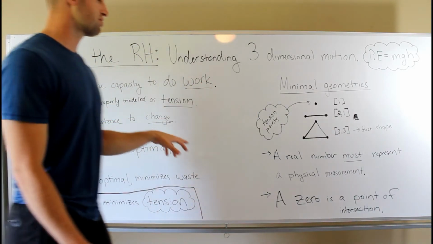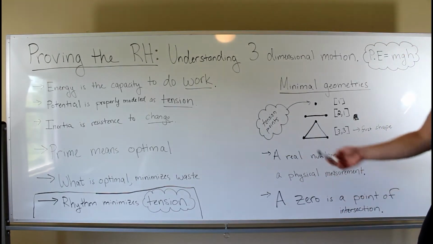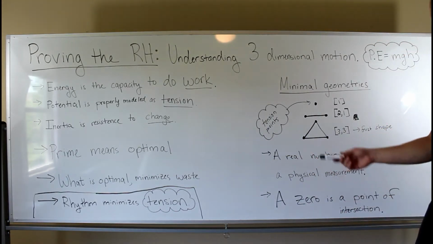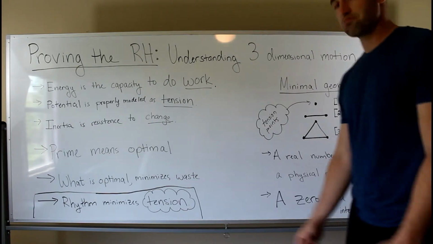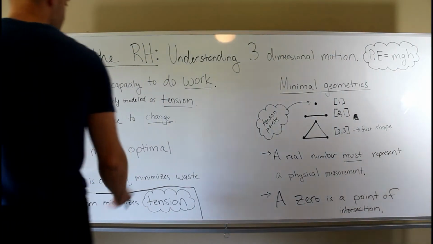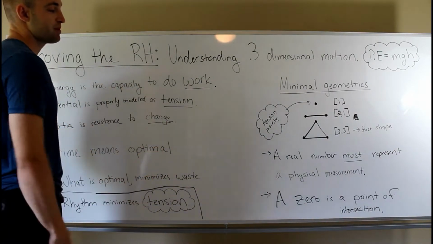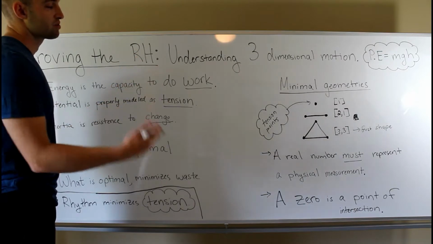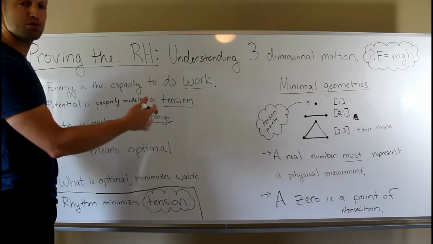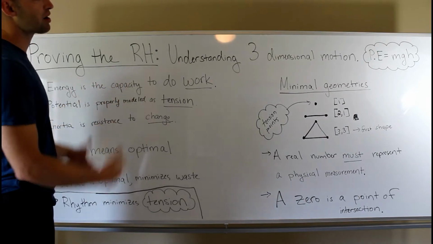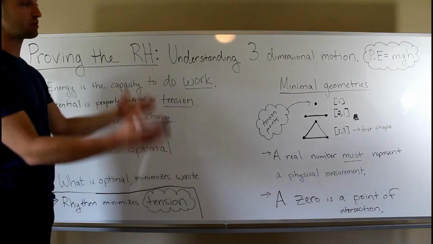And then now we're going to make the mathematical assertion that a real number must represent a physical measurement. And finally, a zero is a point of intersection. So this next slide, or the next video, will conclude the proof of the Riemann hypothesis, and then the next one we'll conclude the proof of the solution to the measurement problem, and then we'll talk about how all of these things impact current theory in a way that everyone can understand right now.